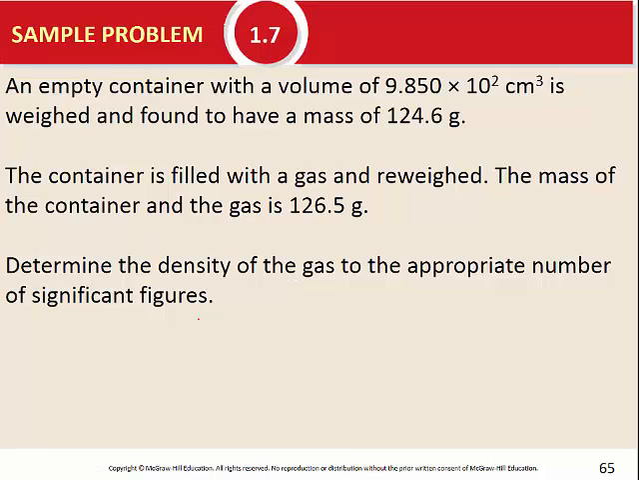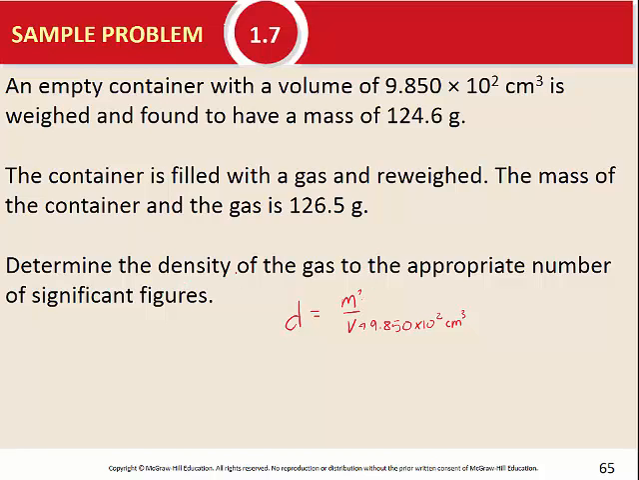Now remember, density is mass over volume. Gases, if you were reading earlier on in the chapter, take on the entire volume of the container. Well, the volume of the container is 9.850 times 10 to the second cubic centimeters. So we know that the volume, V, is that 9.850 times 10 to the second cubic centimeters. But the question is, what is the mass?